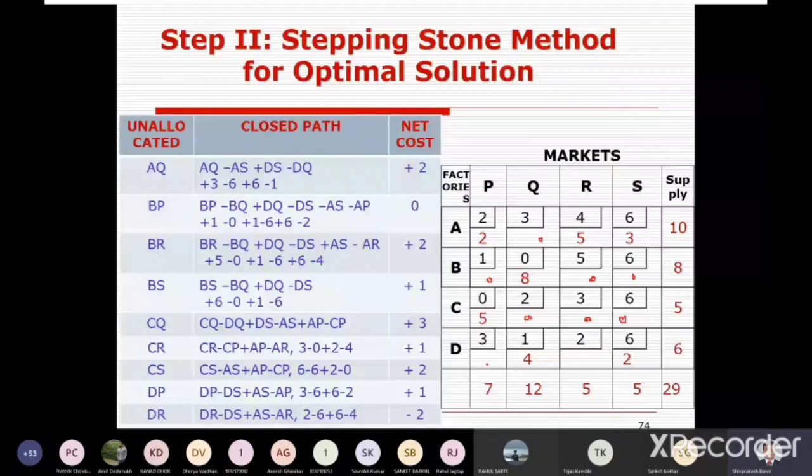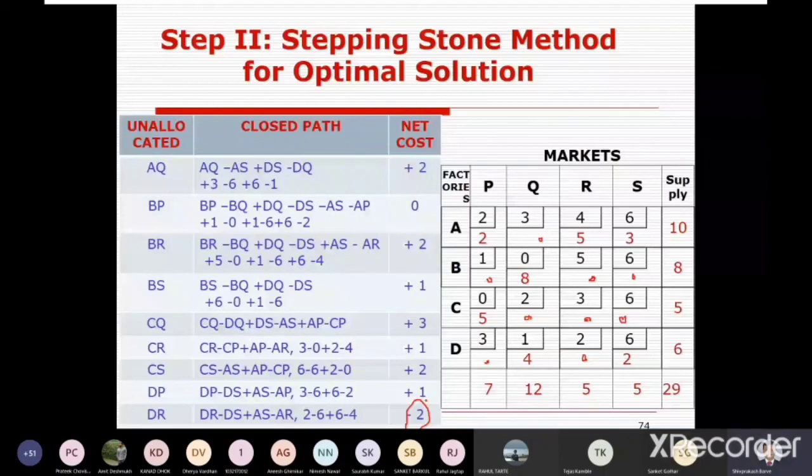So for all these 8 respective cells, I got plus values, but only for DR I got a negative value, -2. So here it gives an indication that if I shift some units here, it can improve the solution, or it can reduce the total transportation cost. So I have to continue this iteration till I get either all positive values in this last column, that is net cost change, or 0.